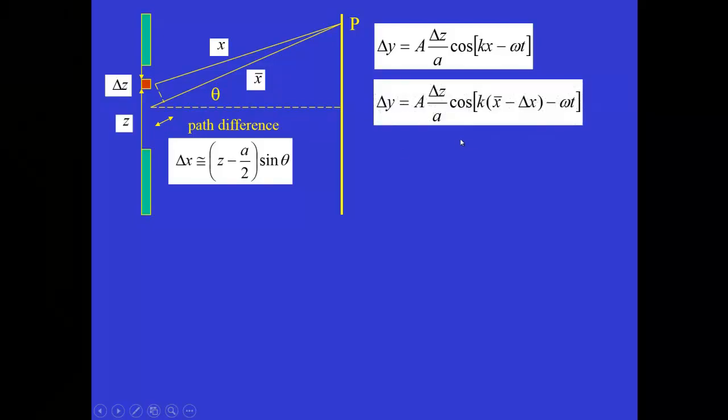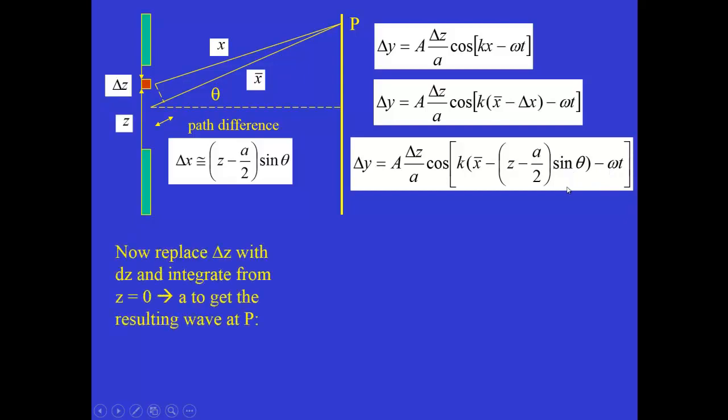And what we can do then is express x as x bar minus this path difference. And so that's all I've done in the next equation is insert, in place of x, x bar minus delta x. Now we can substitute in for delta x, and that just makes the cosine term look a little bit more complicated, but we get k x bar minus this quantity (z minus a over 2) times the sine of theta, and then minus omega t.